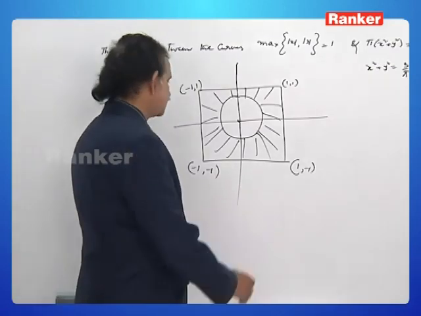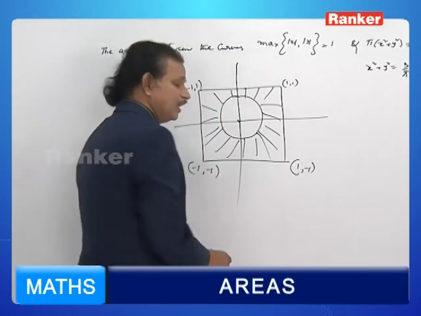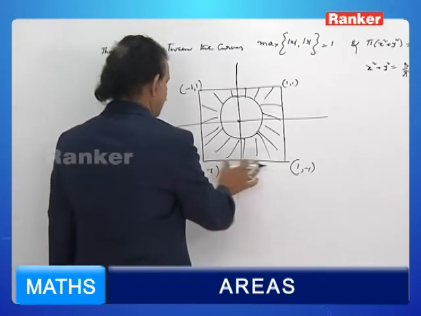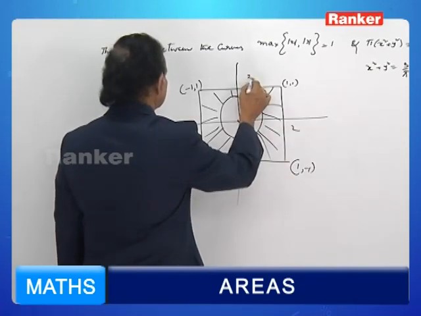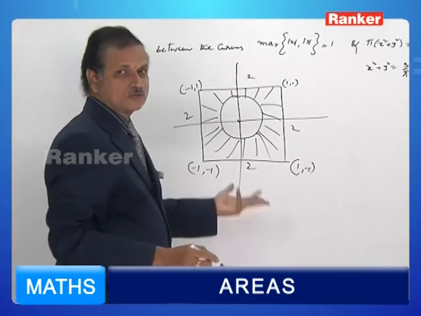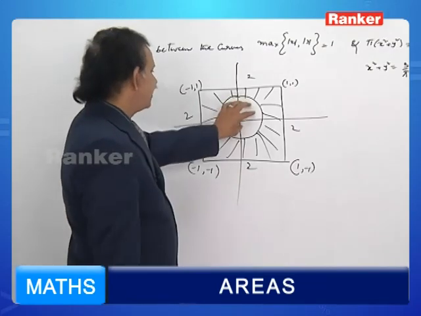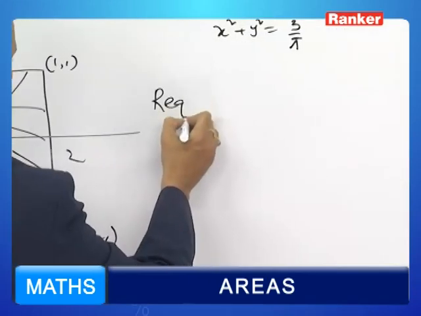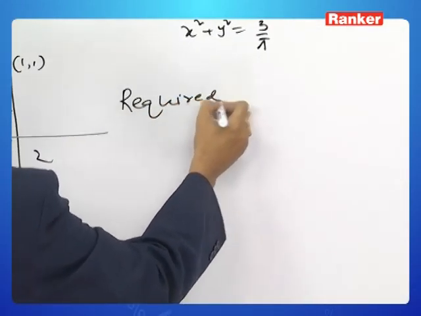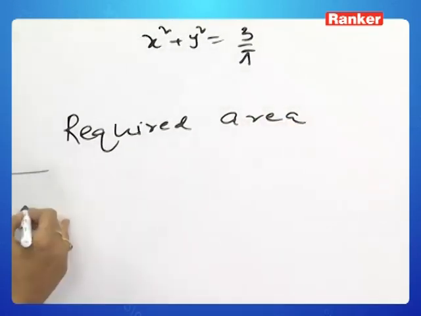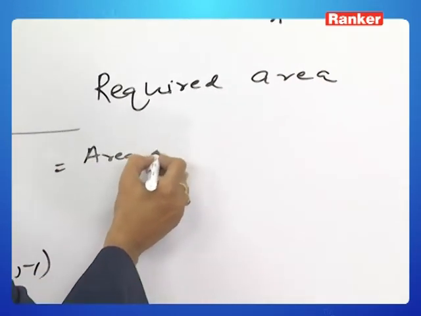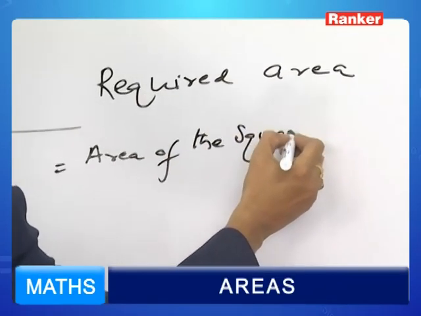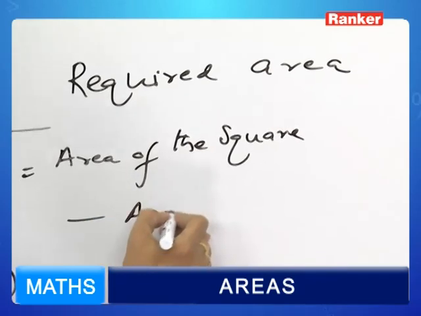It's very simple. You see, this is a square with the length of each side as 1 unit or 2 units? 2 units. This length is 1, this length is 1, so it is 2, 2, 2, 2. Area of the square is 2 into 2, that is 4, minus area of the circle, isn't it? Required area is equal to area of the square minus area of the circle.